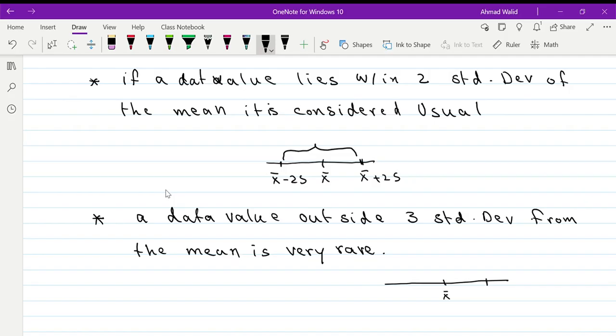But if something is out of this, x bar plus 3s or x bar minus 3s, correct? Something here, if I mark it with the red, for example, I told you 12 feet tall, it will be out of the range, correct? Or 2 feet tall, correct? These are rare data that you can get, correct? This note is about this.